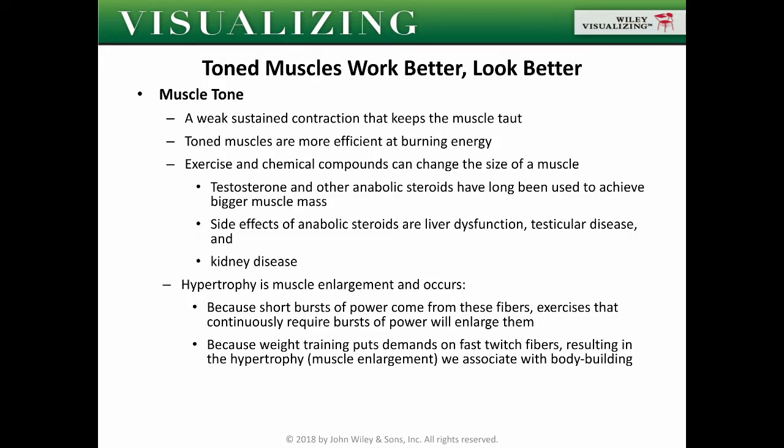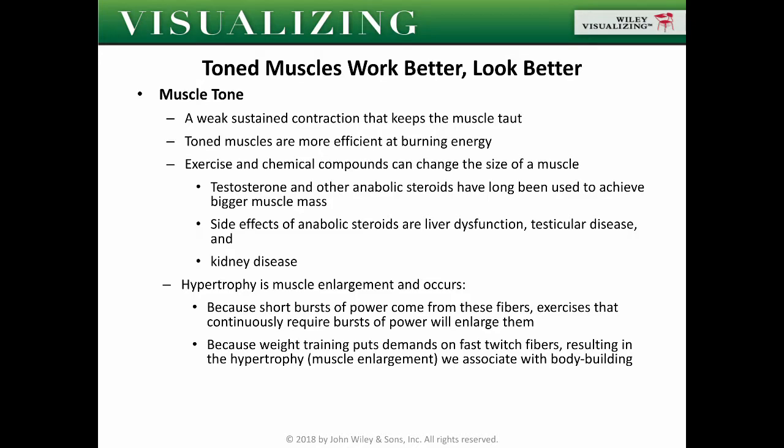Toned muscles work better and look better. Muscle tone is a weak sustained contraction that keeps the muscle taut. Toned muscles are more efficient at burning energy. Exercise and chemical compounds can change the size of your muscle. Testosterone and other anabolic steroids have long been used to achieve bigger muscle mass. The side effects of these are liver dysfunction, testicular disease, and kidney disease.